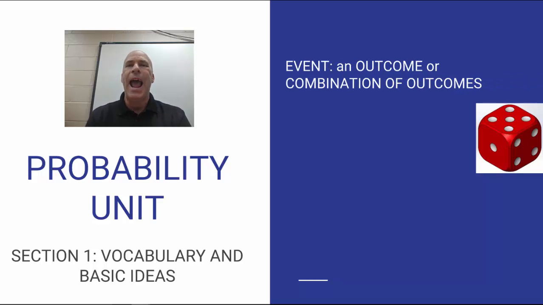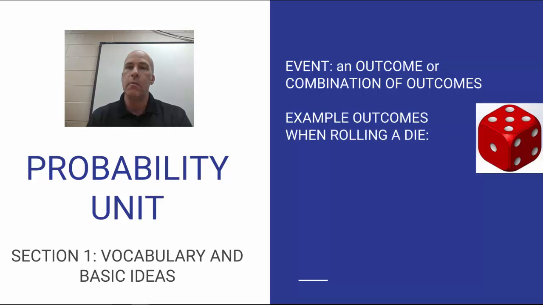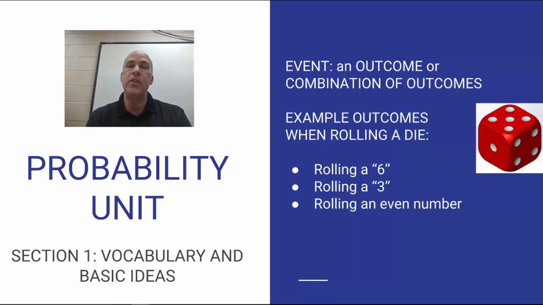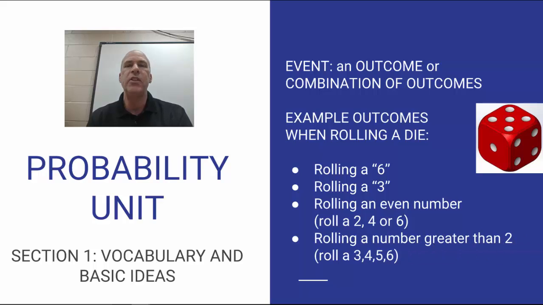An event is simply an outcome or a combination of outcomes. When we look at rolling a die, some example outcomes could be, perhaps we just want to know what's the probability of rolling a 6. That would be considered an event. Maybe rolling a 3. Or what happens if we roll an even number? Here we have a combination of outcomes. That could be a 2, a 4, or a 6. What happens if we want to roll a number greater than 2? That would also be a combination of outcomes. But each of these descriptors are what we call events.